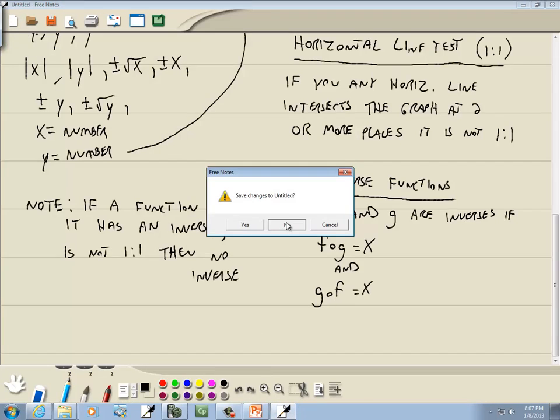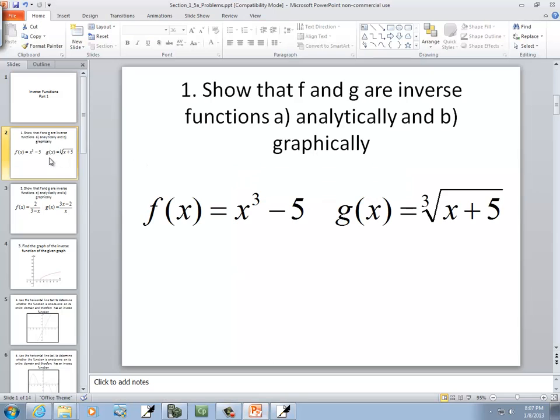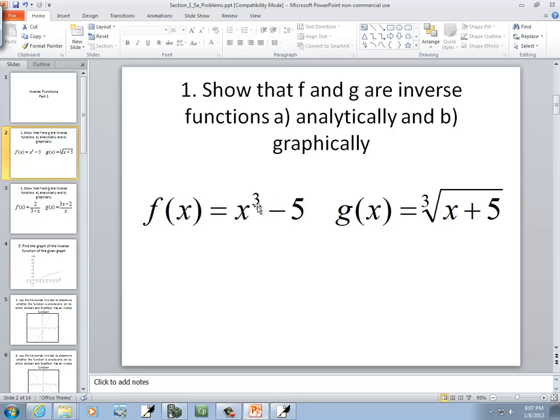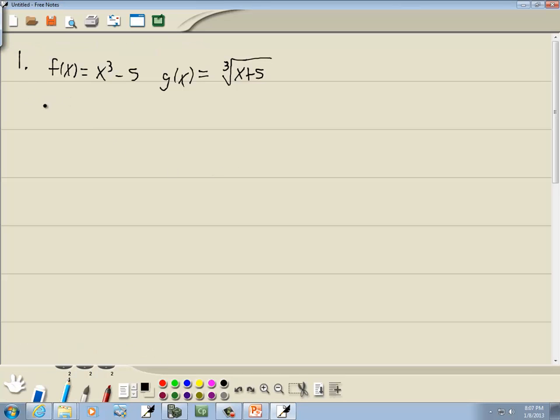Well, let's take a look at some examples now. f of x is equal to x to the third minus 5, and g of x is equal to the cube root of x plus 5. And it says show that f and g are inverse functions. The first part says analytically. That's algebraically, that we looked at in the previous page here.